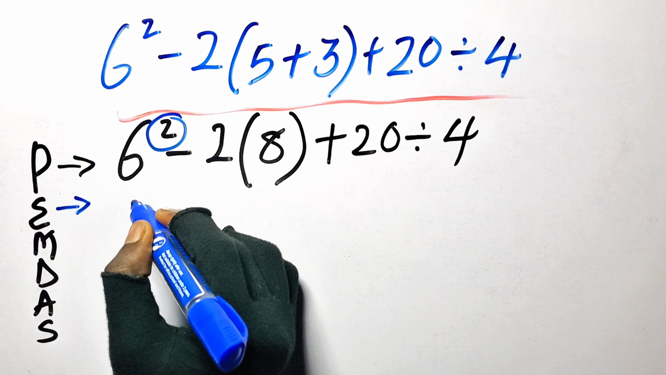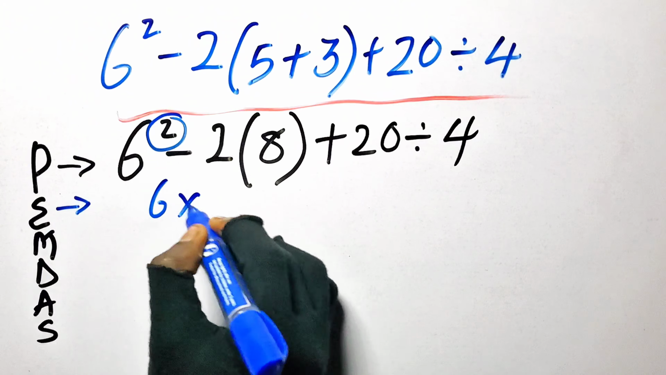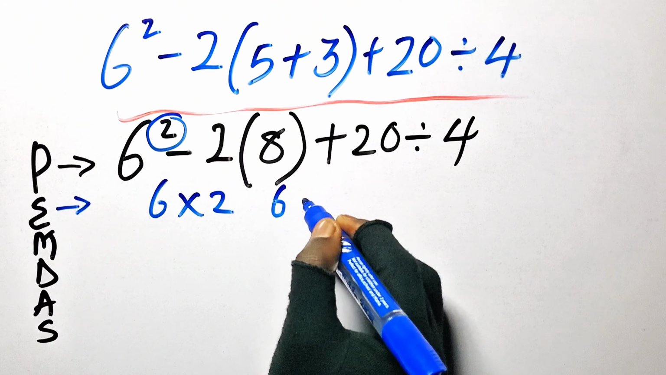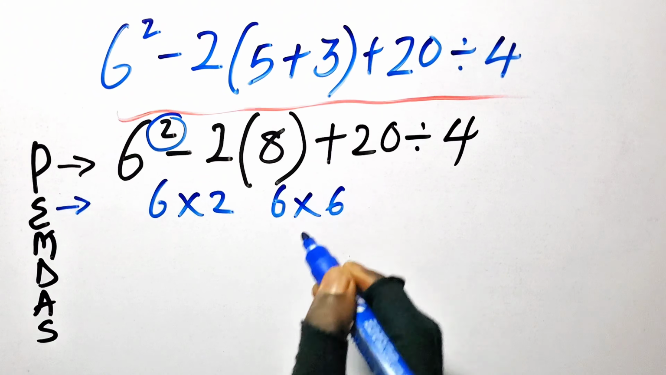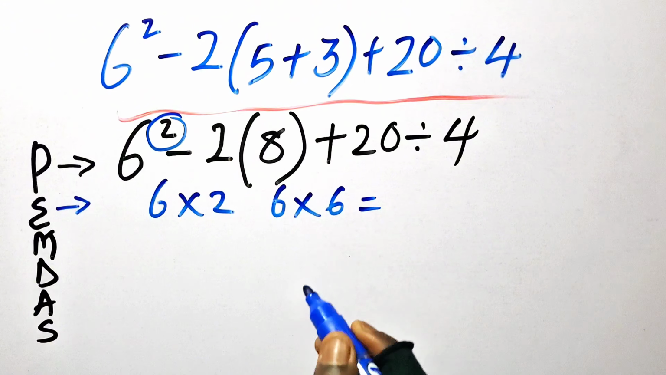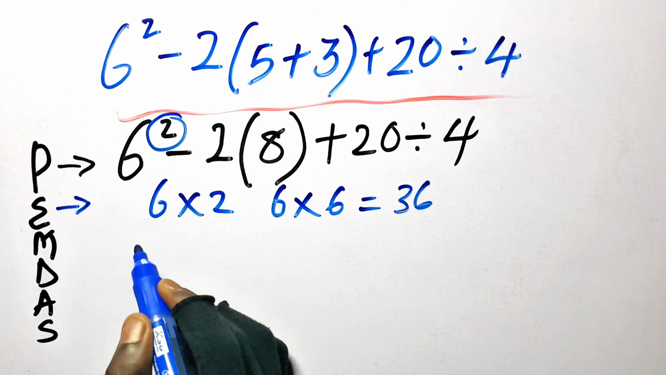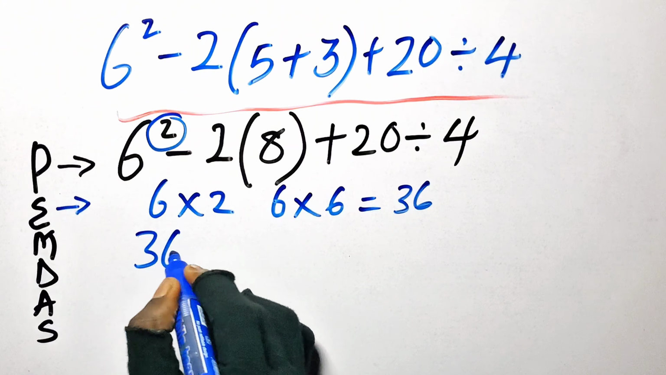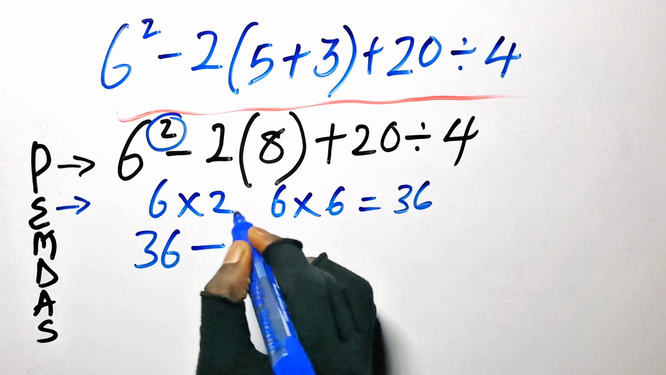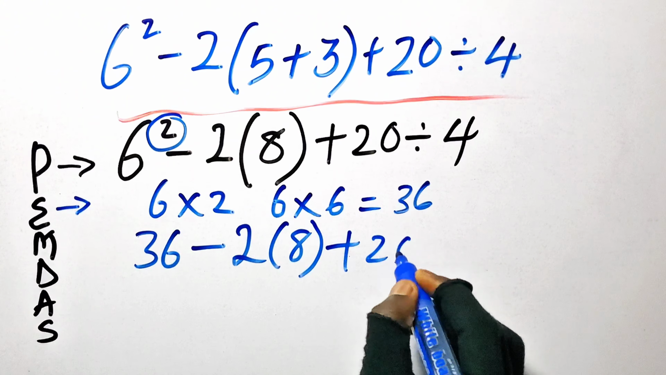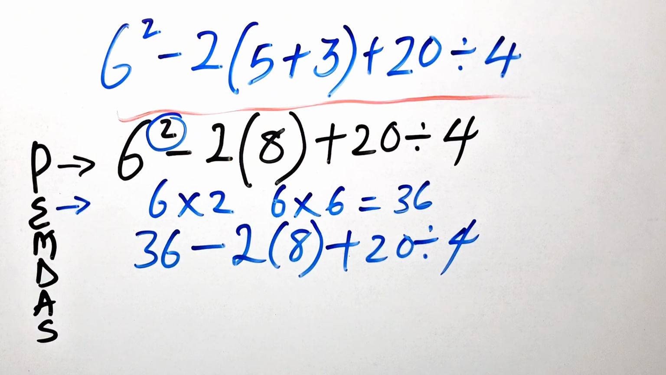We have 6 squared. It's not 6 multiplied by 2. It means 6 times 6. That is 36. Alright, let us go. Now we have 36 minus 2 times 8, let me write them down, plus 20 divided by 4. Now to this. What next?